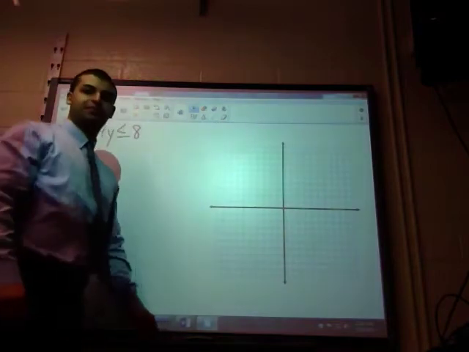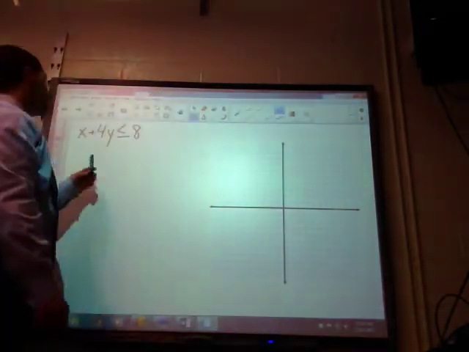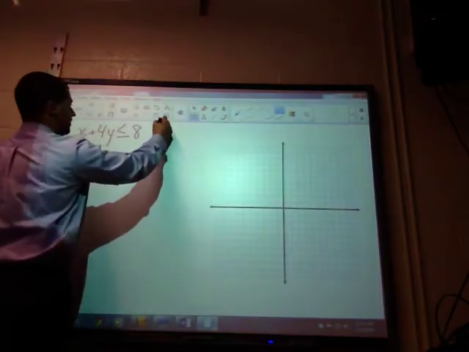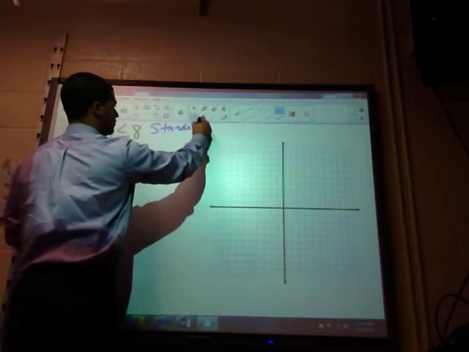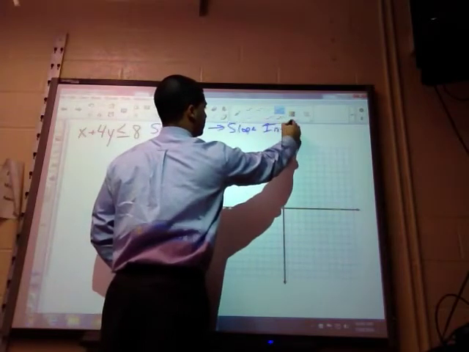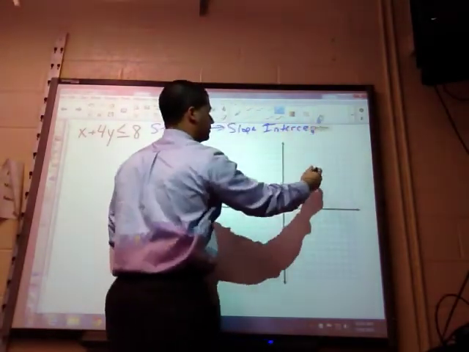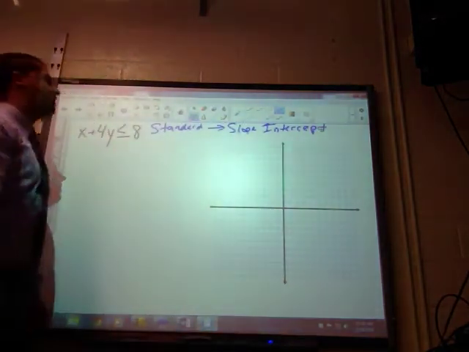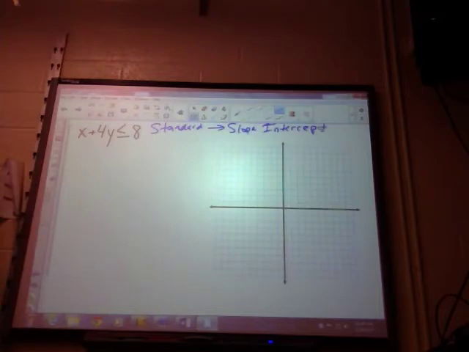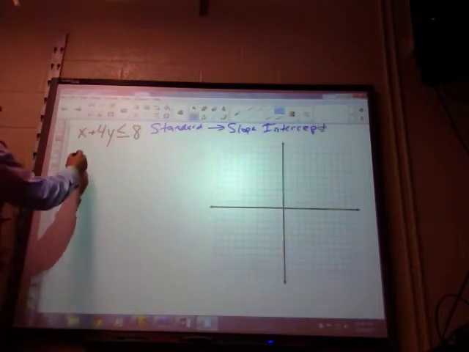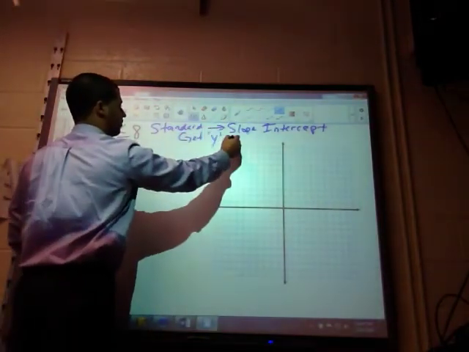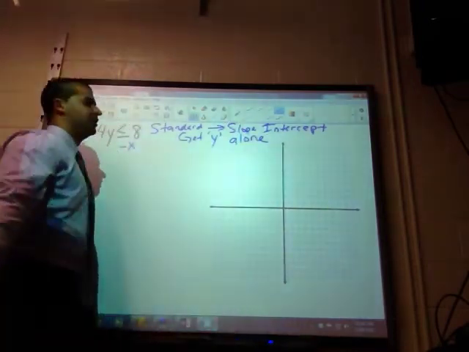A couple more examples. x plus 4y is less than or equal to 8. So I told you in class today, if you start with standard form, you need to go to slope intercept. We go from standard to slope intercept because if we don't, we might miss dividing by a negative, and we might miss flipping our inequality. So let's subtract x because we want to get y alone. That's our goal here, to get y alone.